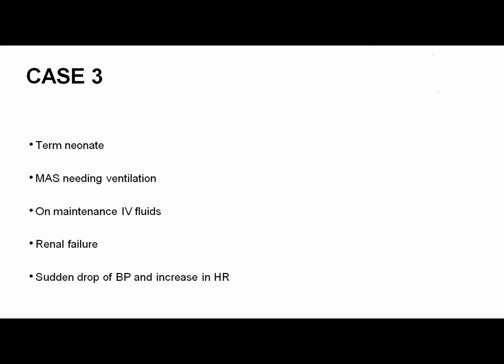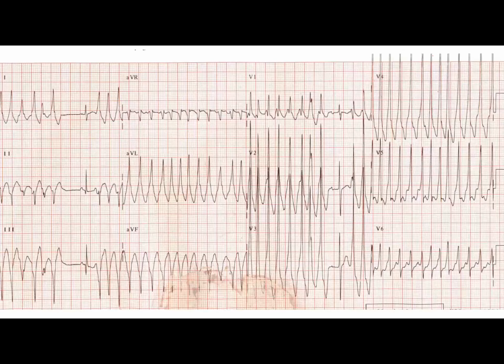Next one. Moving on to the next case, we have a term baby, meconium aspiration syndrome needing ventilation on maintenance IV fluids. Is currently in renal failure, and there is a sudden drop of blood pressure when you're on call, and there is a rapid increase in heart rate, and the ECG looks quite abnormal on the monitor, so you get a 12-lead ECG, which looks something like this.